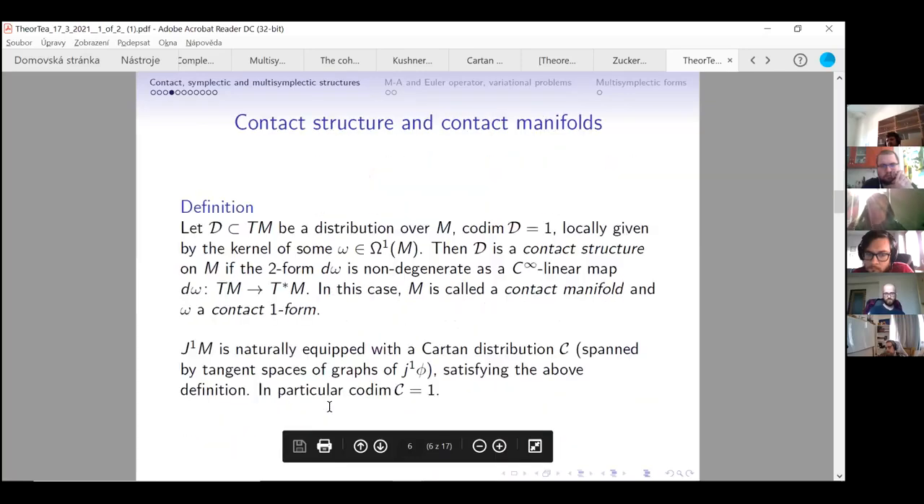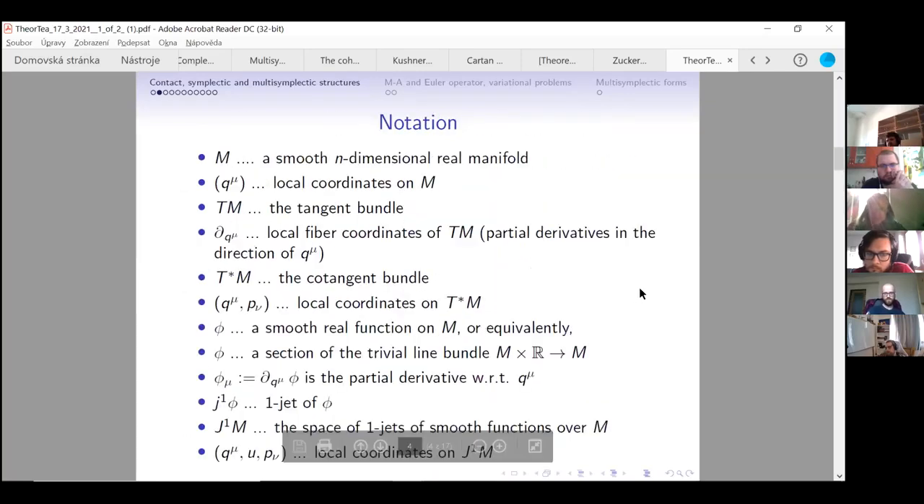And J^1 M is the space of all one-jets of smooth functions over M. The local coordinates on J^1 M will be denoted (q^μ, u, p_μ). So q^μ stands for base coordinates, u stands for coordinates related to the function φ, the real scalar field, and p_μ stands for derivatives of φ. So those are the coordinates on J^1 M that we'll be using.